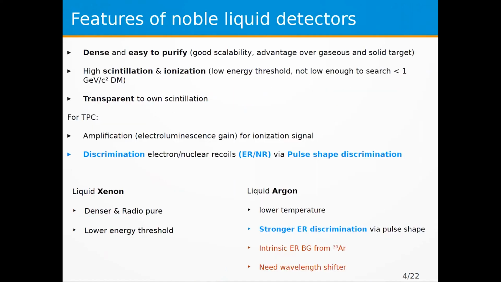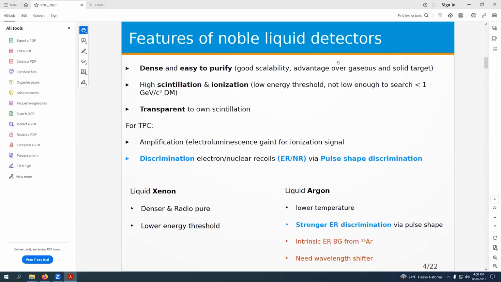So what's so special about the noble liquid detectors? Well, they are quite dense and easy to purify, and they offer good scalability from small to large scales, which is an advantage over gases and solid targets. They offer high scintillation and ionization, and which is very important, they are transparent to their own scintillation. So in terms of TPC, they also allow for amplification of the ionization signal. And they offer a very powerful technique, which is called pulse shape discrimination.